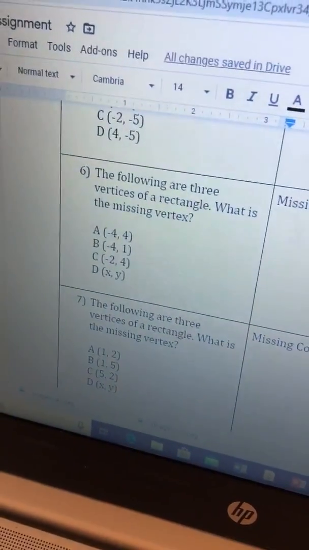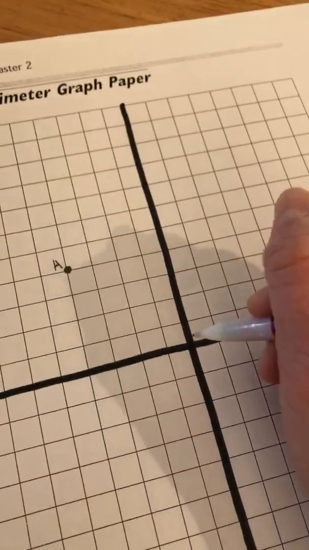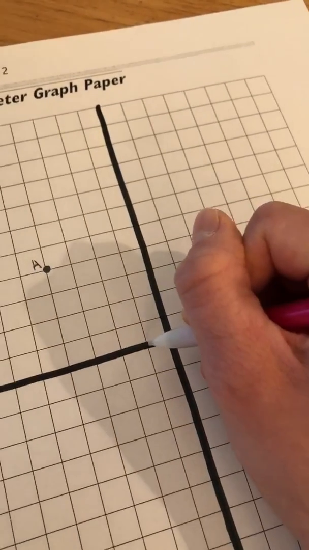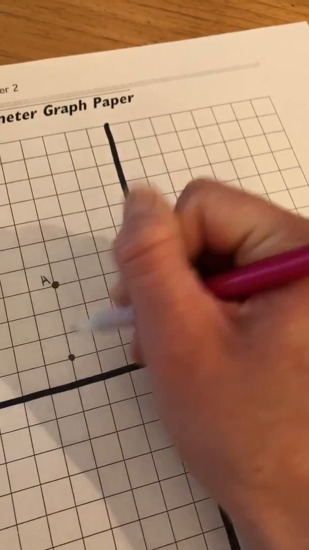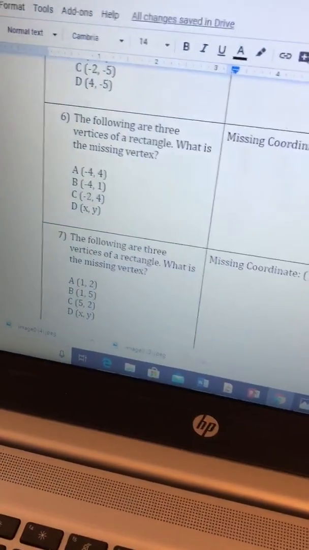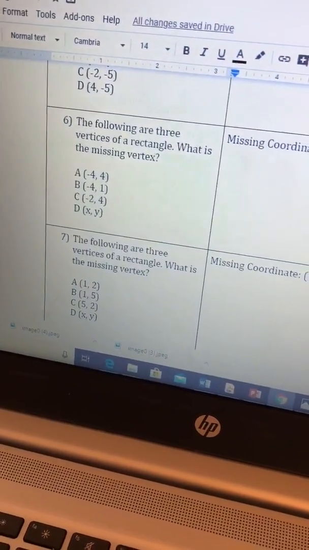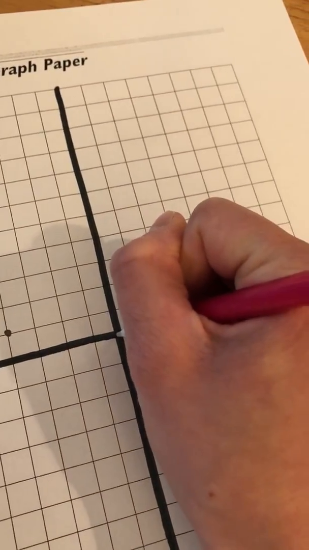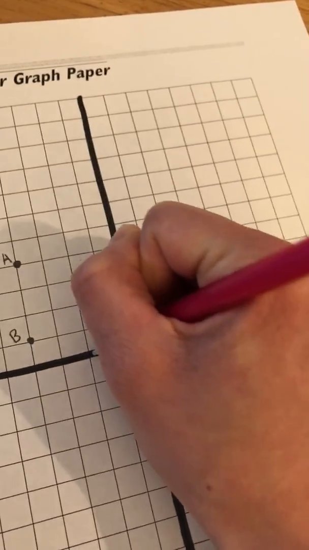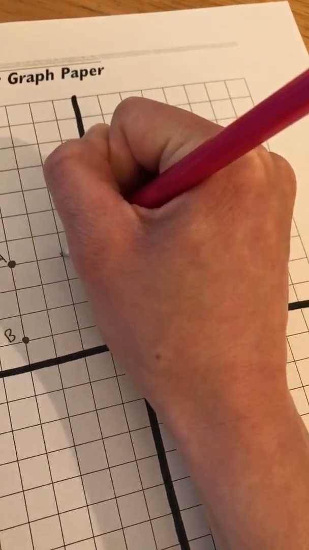I'm going to go back to my assignment. The second one was letter B, which was -4, 1. So I'm going back to my grid, and I'm starting at the origin, and I'm counting to the left because it's -1, 2, 3, 4, and then up 1, and I'm labeling that with B. The next one is letter C, which is -2, 4. From the origin, I'm counting to the left because it's negative. So -1, -2, and then up 4, 1, 2, 3, 4. And I'm labeling that with C.